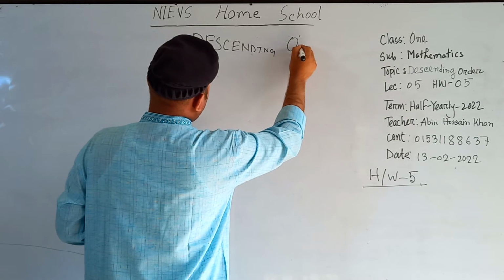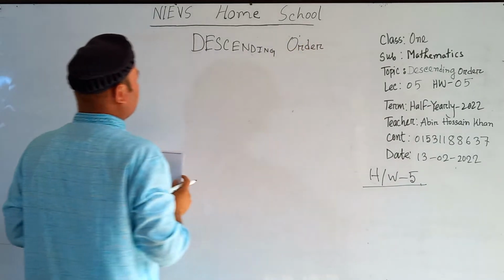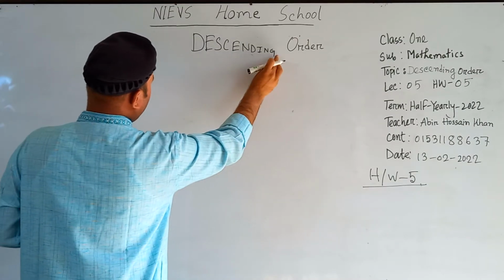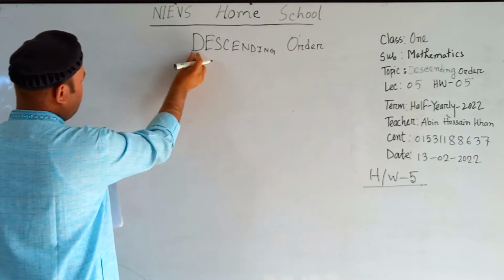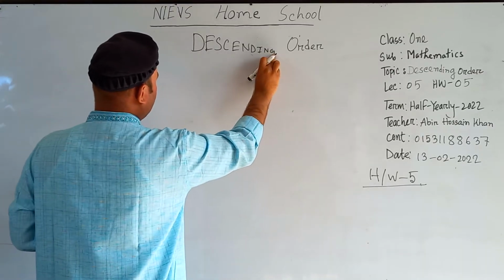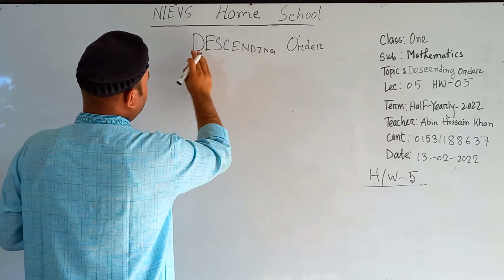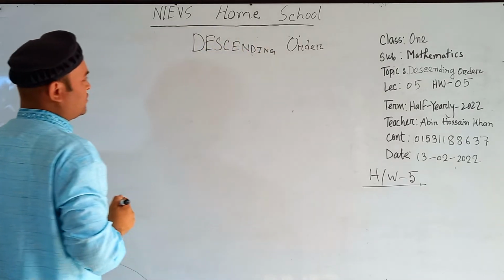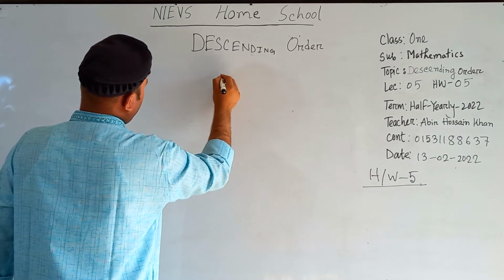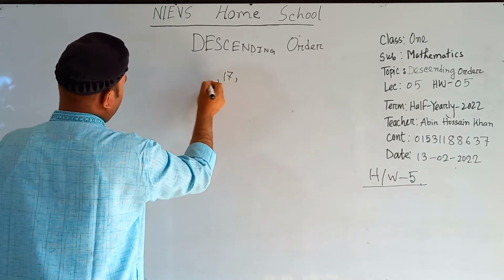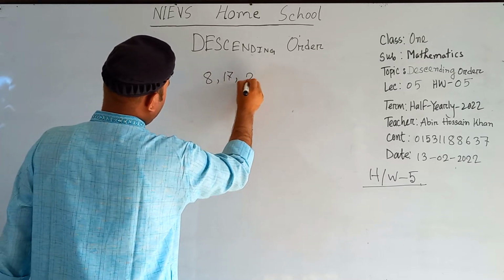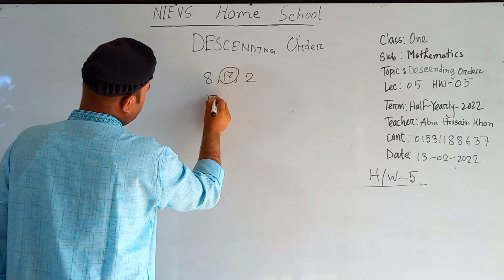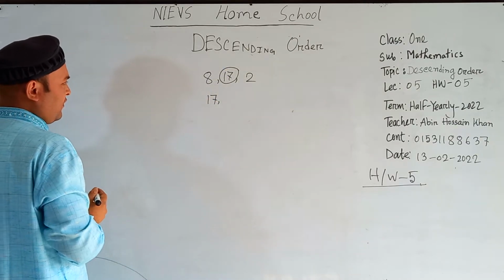Descending order. That means we have to arrange some numbers from largest to smallest. Look here, D is the largest and G is the smallest. So we have to arrange some numbers in largest to smallest order. Suppose I write here 17, 8 and 2. Look here, 17 is the largest number. So you have to write 17 first.